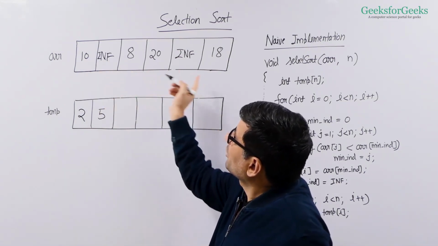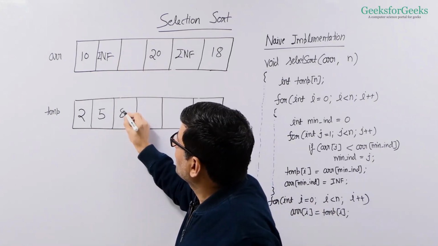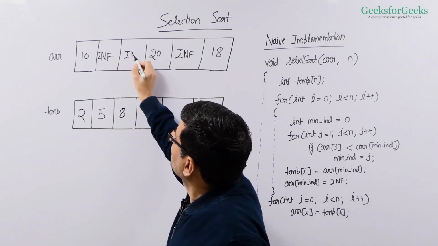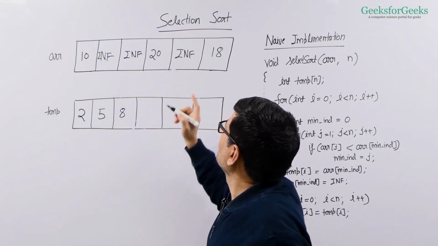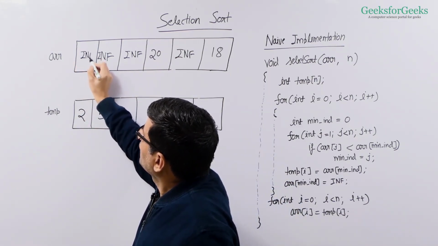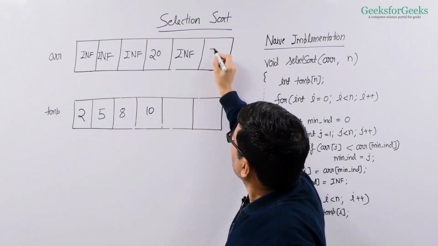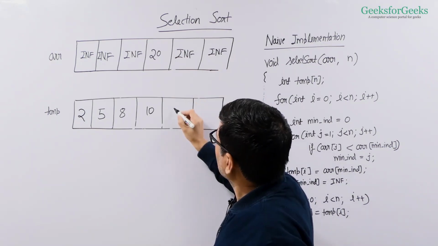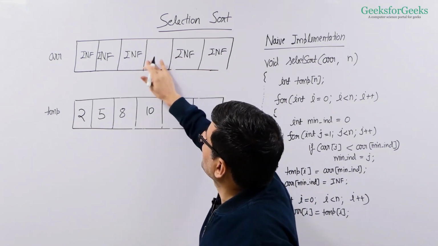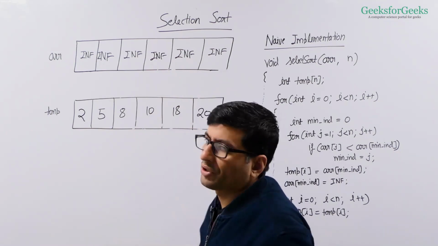Now we traverse through the input array again, find out the minimum element, put it here and replace it with infinite. Same thing we do for remaining elements. This is replaced with infinite, comes here, replaced with infinite and comes here, replaced with infinite and comes here. That's how we get the sorted array.